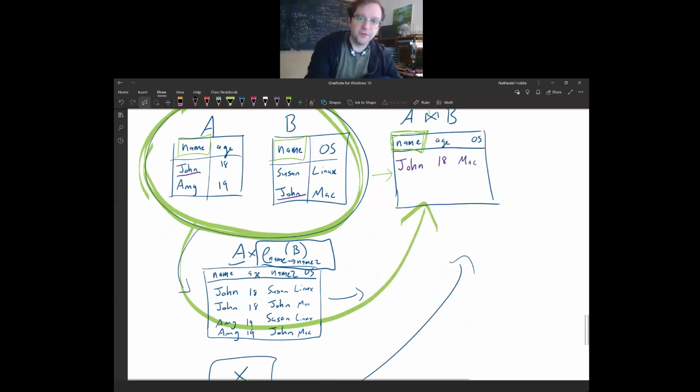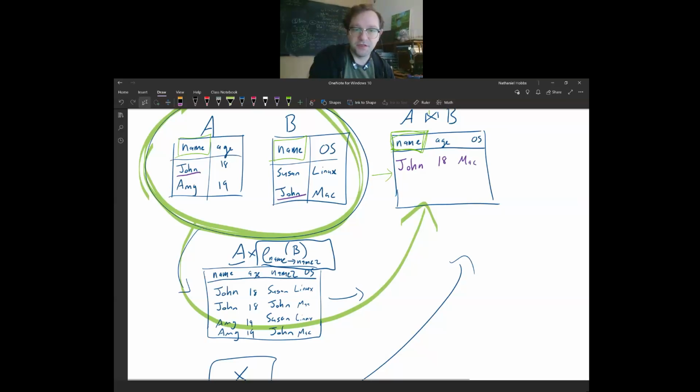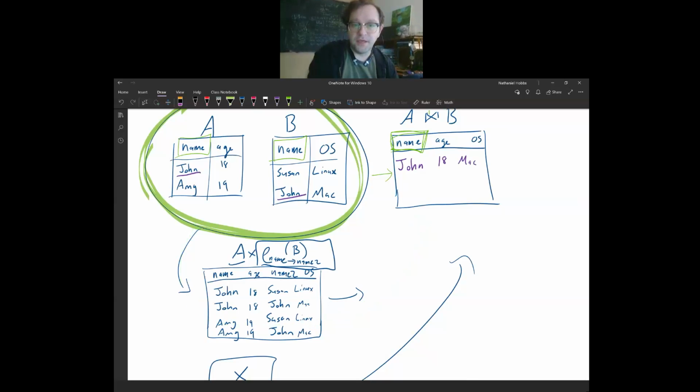So we're partly there now, and I'll show this part here. So here below, there's already two operations that we've done. Here's a rename, and then a cross product. And the result of that is this table here.